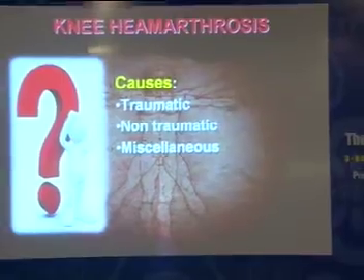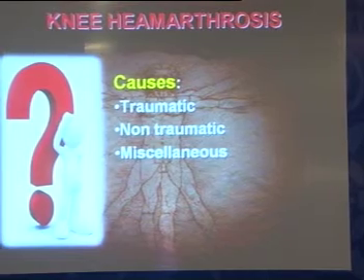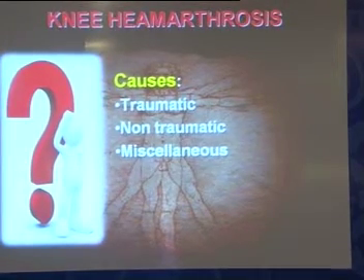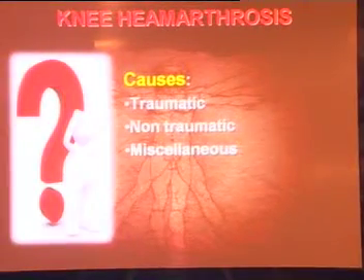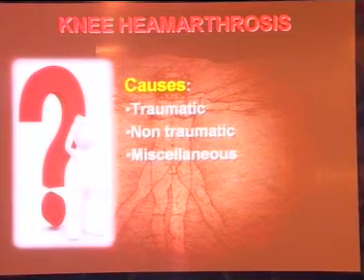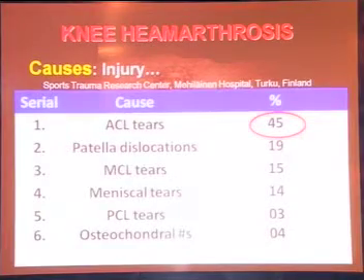The theme from the coordinator, basic topic called knee hemarthrosis: what, when, and how. Hemarthrosis literally means blood in the joint. And what are the causes? They are briefly categorized in two or three categories, that is traumatic, non-traumatic, and miscellaneous.